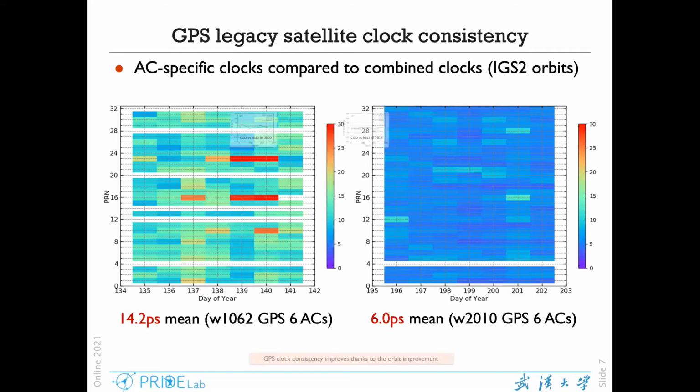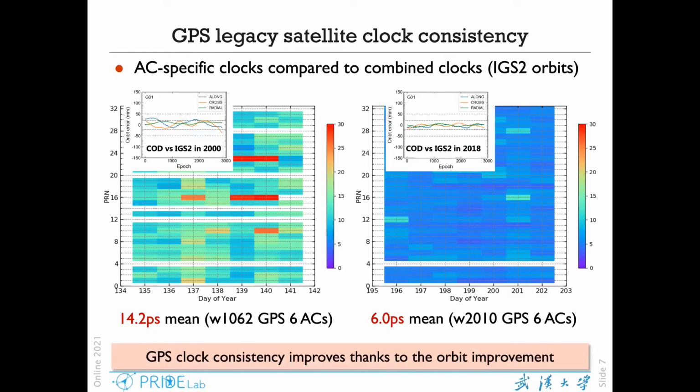But thanks to the warp-bit improvements between the AC specific warp-bits and the IGS-2 combination warp-bits, you can see here the code has improved their warp-bits to be closer to the IGS-2 combination results. So then we have the improved clock consistency among the ACs, which can be reduced to 6 picoseconds. So this is thanks to the warp-bit improvement.